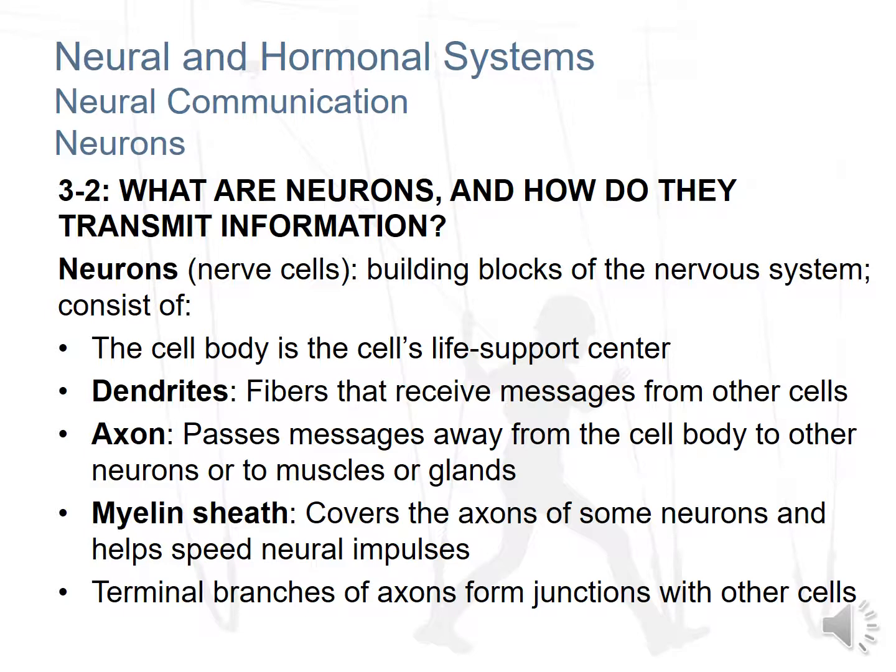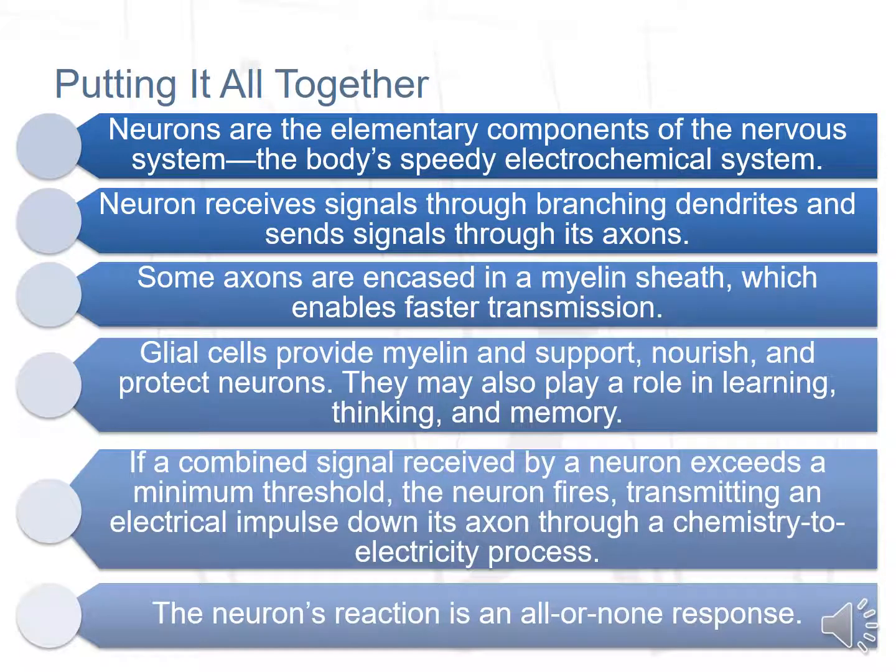The terminal branches of axons form junctions with other cells. And it's really important to know that the cells don't actually ever touch each other. When they're communicating, there's a small gap called a synapse, and the synapse is very, very small, but the terminal buttons from the sending neuron are very close to the receiving end of the other neuron, but they don't actually touch.